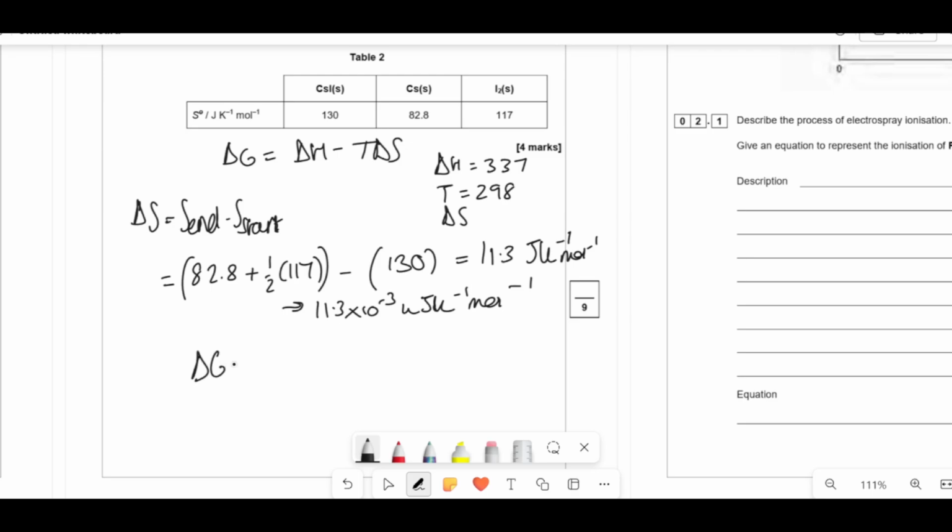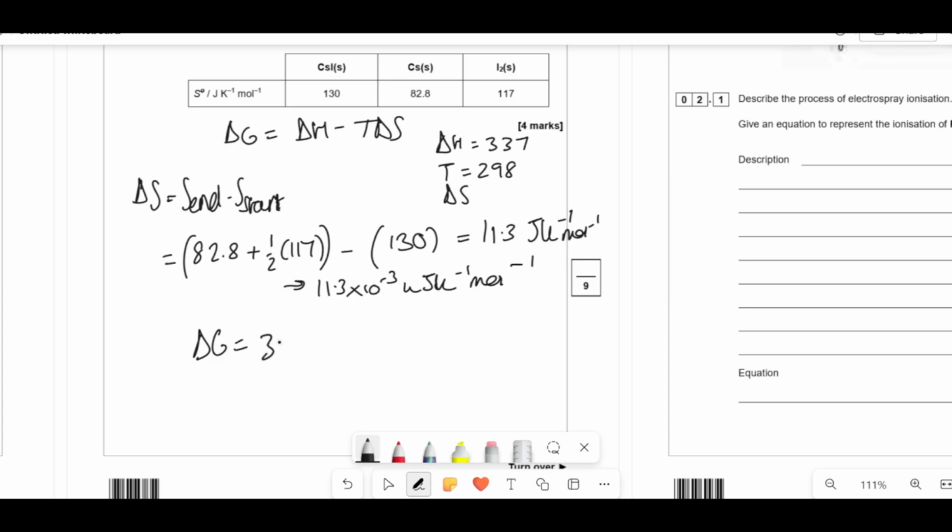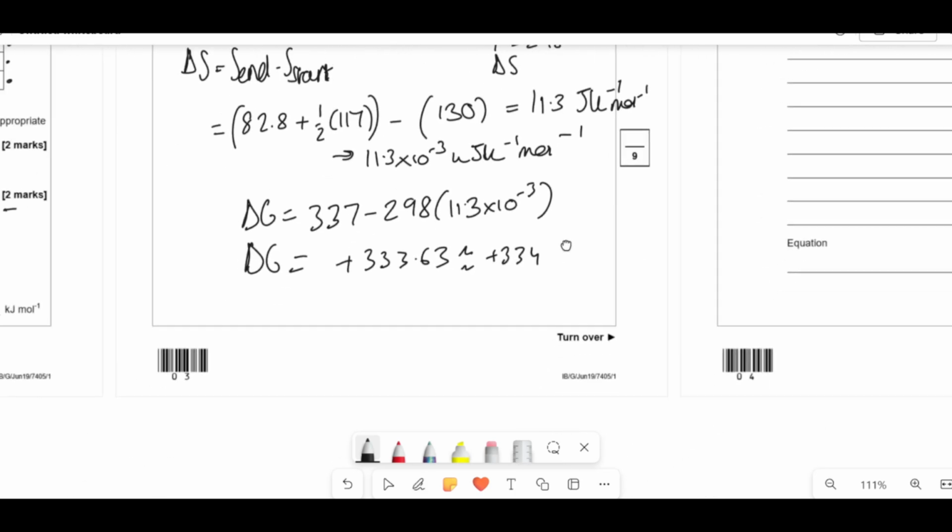Then delta G would equal delta H, so that's going to be 337 minus 298 times delta S, which is going to be 11.3 times 10 to the minus 3. If I do that, I should get plus 333.63, which is roughly plus 334. And then you need to show that it's not feasible. Well, delta G is greater than 0, therefore it's not feasible.